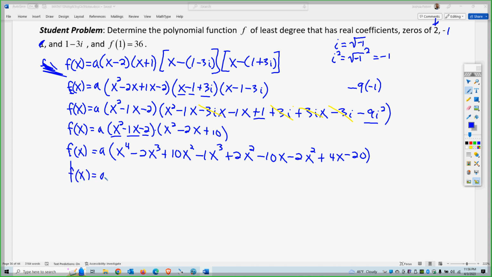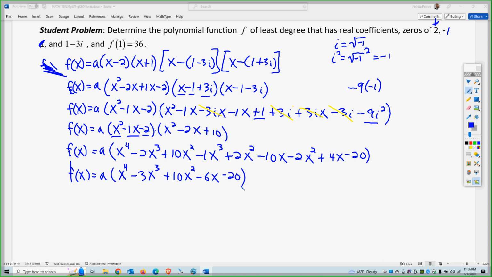So f of x equals a. So you have x to the 4th. Okay, so if we look at the 3rd power, we have a minus 2 and a minus 1 for minus 3, x to the 3rd power. Okay, so for x squared, I have 10, 2, and minus 2. That just leaves me with 10. Okay, and then the 1st power, I have minus 10 and plus 4, so that's minus 6. And then minus 20 on the end.